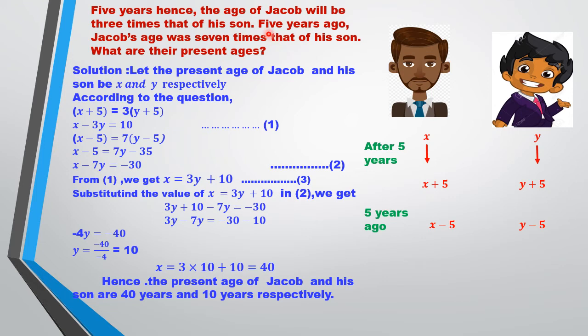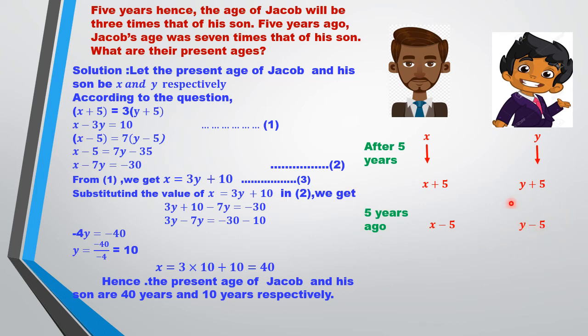Now let us move to the second condition. 5 years ago, Jacob's age was 7 times that of his son. Now what can be their age 5 years ago? They are x minus 5 and y minus 5. Now we have subtracted 5 from the present age. The present age of Jacob was x, so we subtract 5 from the present age, then we get his age 5 years ago. Similarly, we subtract 5 from the present age of his son, then we will get his age 5 years ago.